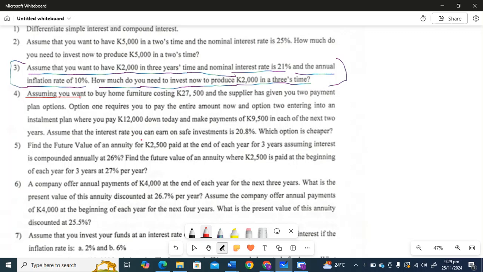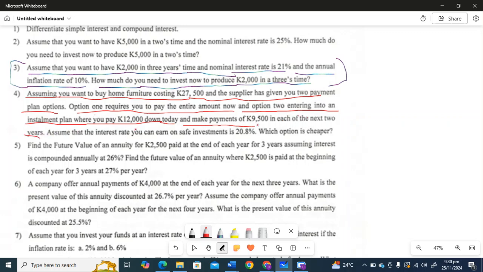Assuming you want to buy home furniture costing 27,500 and the supplier has given you two payment plan options. Option 1 requires you pay the entire amount now, and option 2 entering into an installment plan where you pay 12,000 down payment today, then you make payments of 9,500 kwacha in each of the next 2 years.